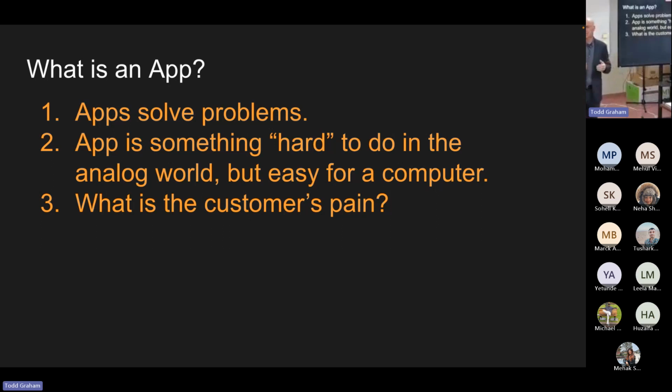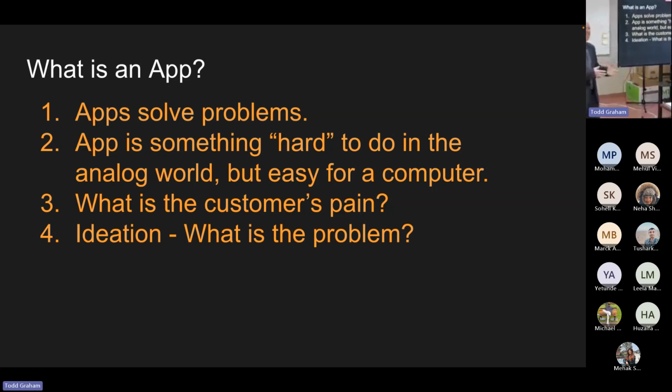Apps are good at doing something that's hard to do in the analog world, hard to do in the real world, but easy for a computer to do. Computers can calculate and work out math and numbers and locations and work with large sets of data, and they augment our lives. So the best apps work with someone to solve their problem, to address the customers. Another word we use is pain. You know, what causes them pain in their life? What can solve some of their problems and pain?